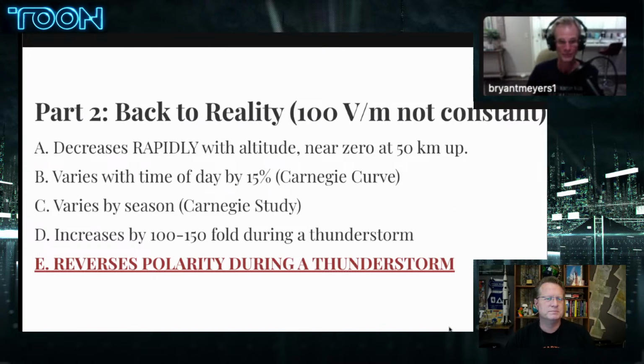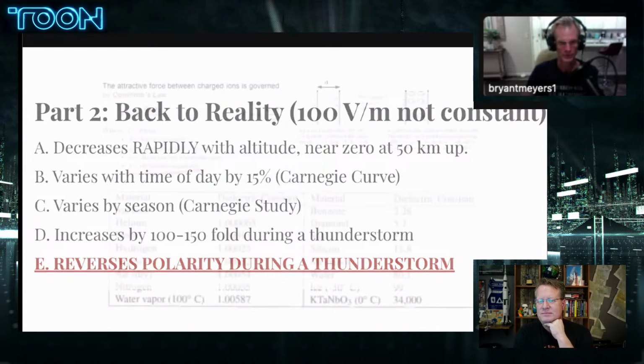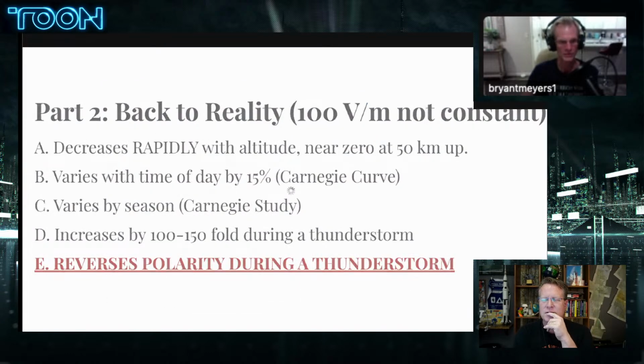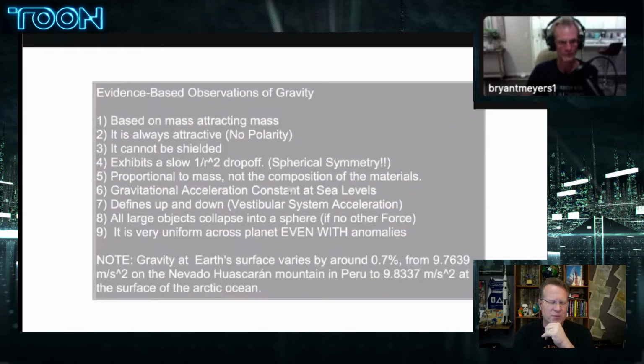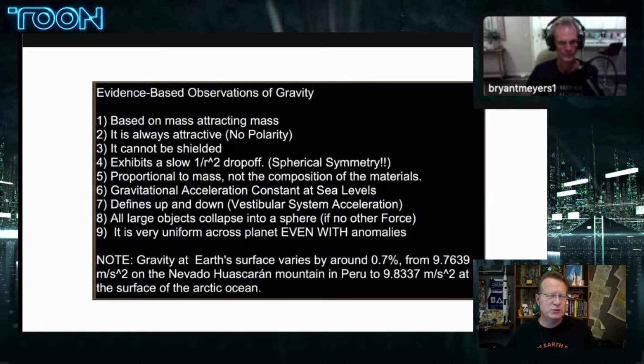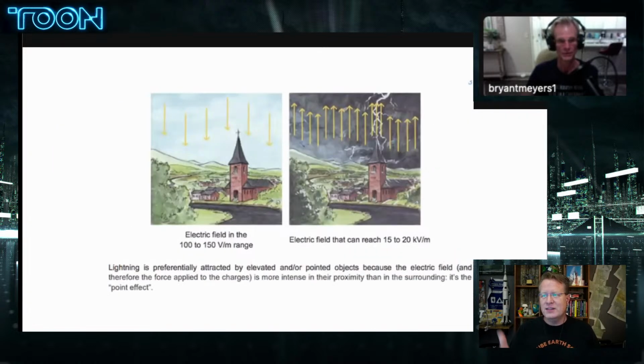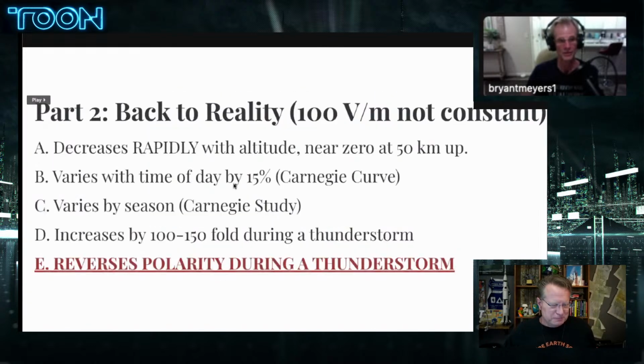But where's the image I had of that here? Let's see. Anyway, I think it's worth pointing out that it would reverse polarity at a storm. Now, Austin's defense of that was ridiculous. That's a letter E there. Yeah, this one as well. I was going to get to that.